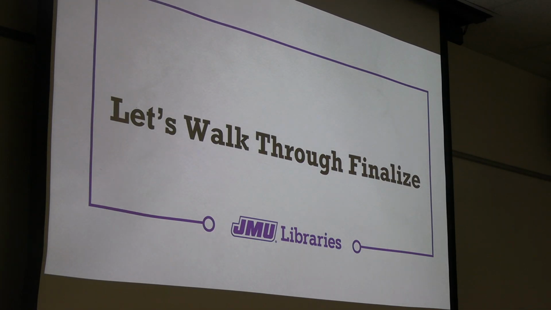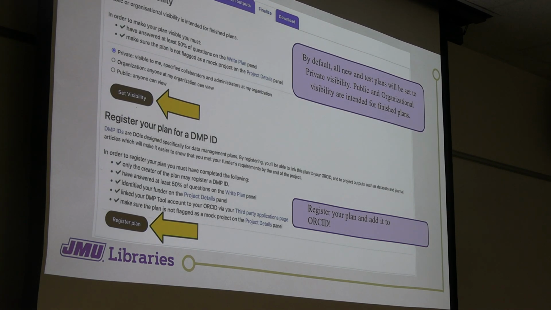And so I'm going to walk through the finalizing aspects. Once you feel satisfied with your plan, you'll click the Finalize tab. By default, the plans are going to automatically be private. If you want to make them visible to collaborators, your institution, or the public, you'll need to complete at least 50% of the plan and make sure it's not marked as a mock project.